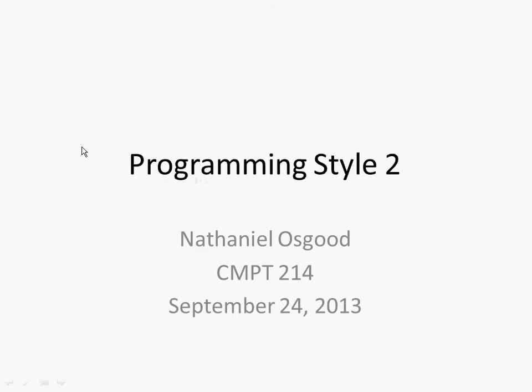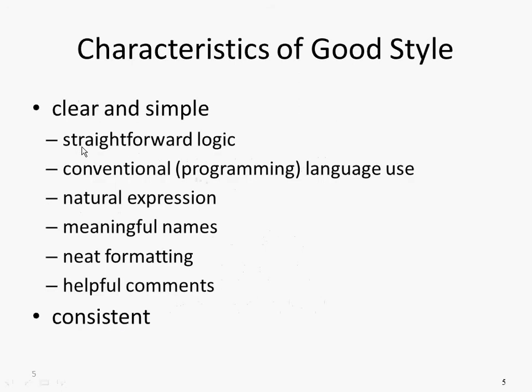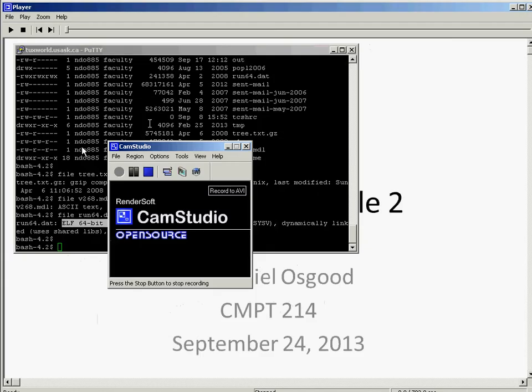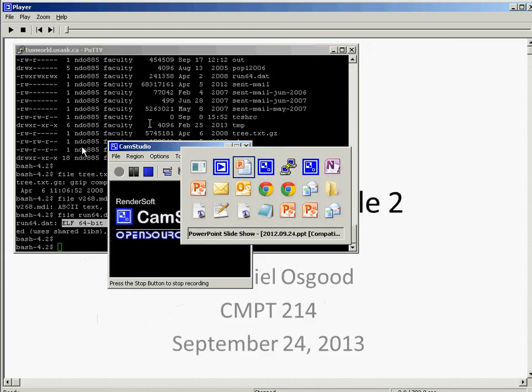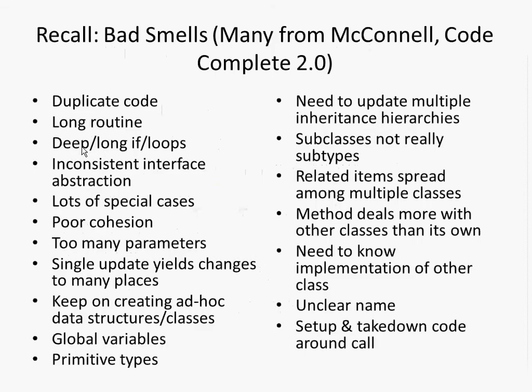Of today, I wanted to get back to this issue of programming style, talking about clean code that's easy to understand, easier to appreciate, etc. And you know, last time I made some general points about characteristics of a good style. It should be straightforward. It should be natural. You should use meaningful names. It should be neatly formatted, consistently indented, for example, have helpful comments, and be consistent.